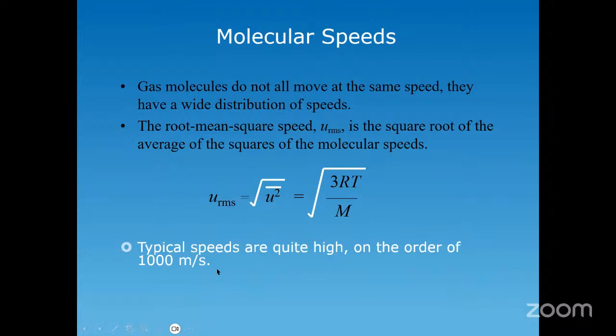Okay, now there are a couple of things I want to say based on this equation right here. Typically what you'll find is that the speeds are very high for the molecules, about 1,000 meters per second, give or take.